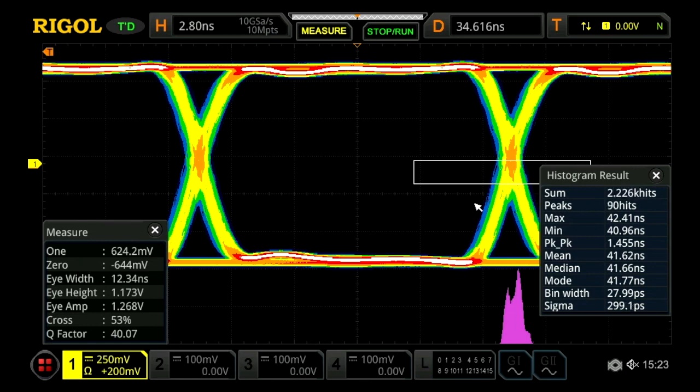Now we have a nice open eye that allows us to go ahead and push our throughput by increasing our data rate if we need to really maximize the effectiveness of this serial data transmission.